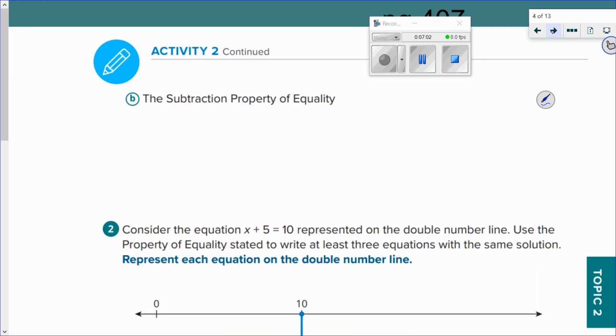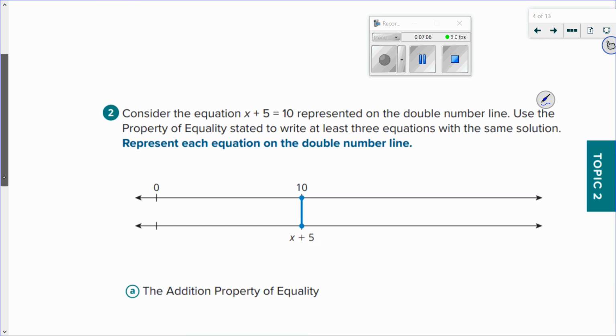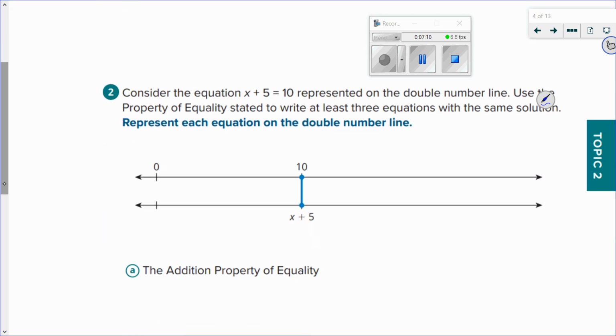Okay, let's go ahead and go to 407. Oh, there was a subtraction. So it was just on the other page. So if you did it on the bottom or there, it's fine. Okay, what if I change up the equation?